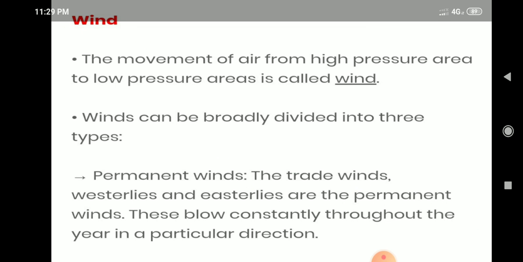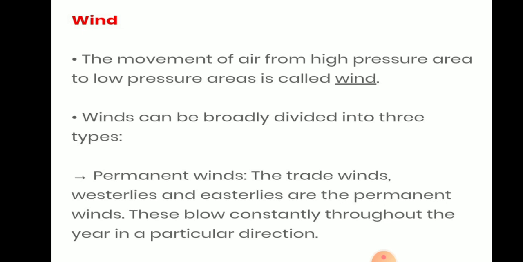Next, we have wind. As I said, because of the development of low pressure areas and high pressure areas, we have movement of air from high pressure to low pressure areas. This is what we know as wind. And this wind can be broadly divided into three types.